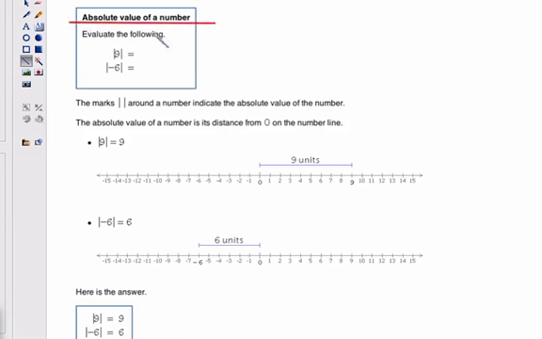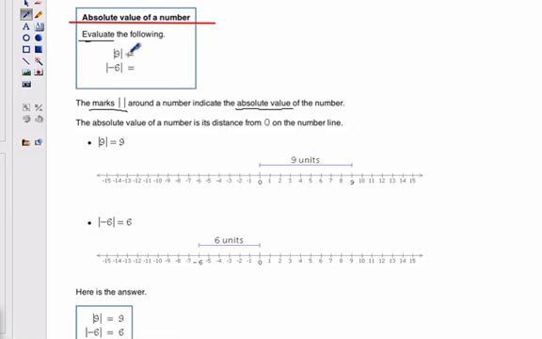Here we'll look at absolute value of a number. In this example, it just says to evaluate the following. Remember that evaluate means give the answer, find out what the simplest form is. So these vertical bars, these marks on either side of the number, those indicate absolute value.